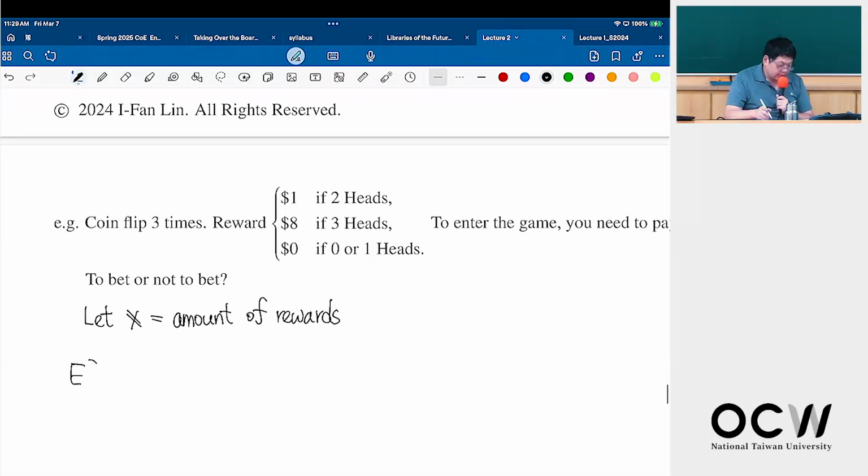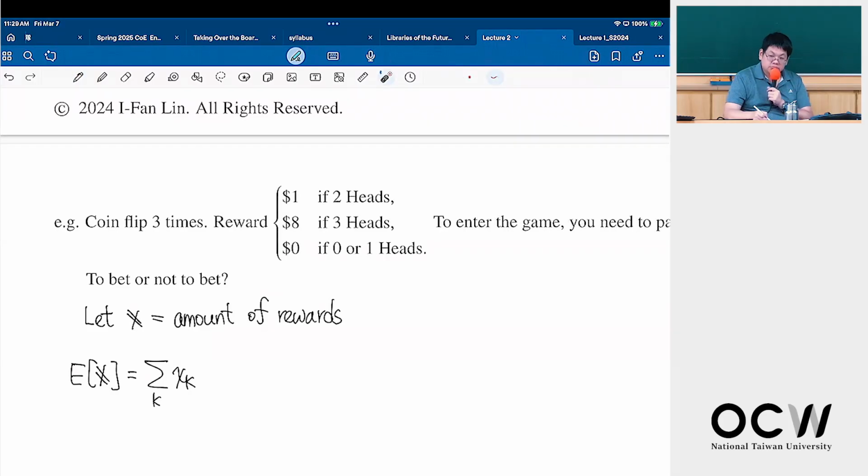Then the expected value of x, I will consider all possible outcomes. Now the random variable x is not defined as the heads or tail. Then what is the possible outcome? My random variable now is the amount of rewards, right? So my possible outcomes will be either 1, 8, or 0. So possible outcomes times their corresponding weightings, which is the PMF.